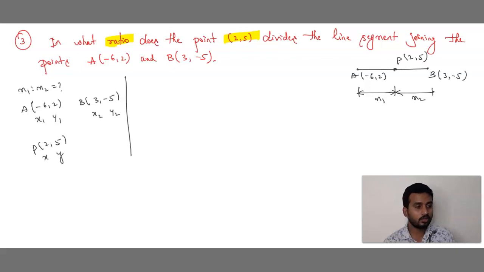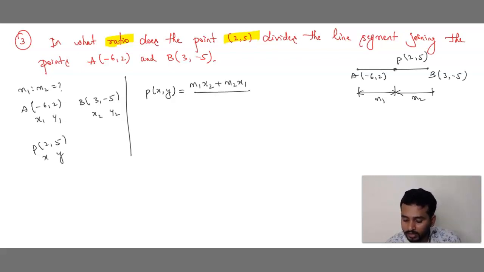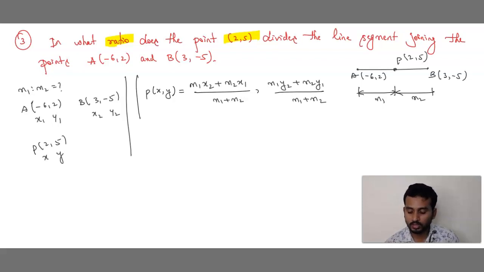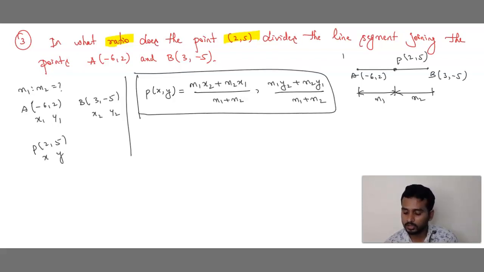Okay. Here, also see, the ratio he has given or is asking is secondary. But the word ratio, if you see, means we have to use the section formula. So what is the section formula we have? That is P of x comma y is equal to (m1 x2 plus m2 x1) divided by (m1 plus m2), comma (m1 y2 plus m2 y1) by (m1 plus m2). So this is nothing but the section formula.